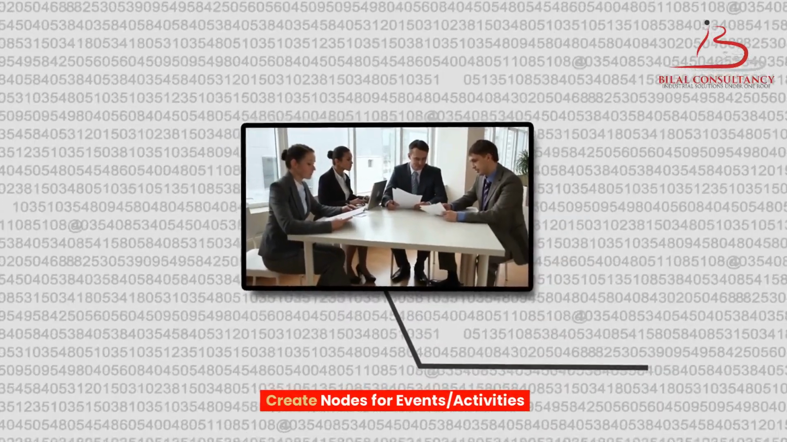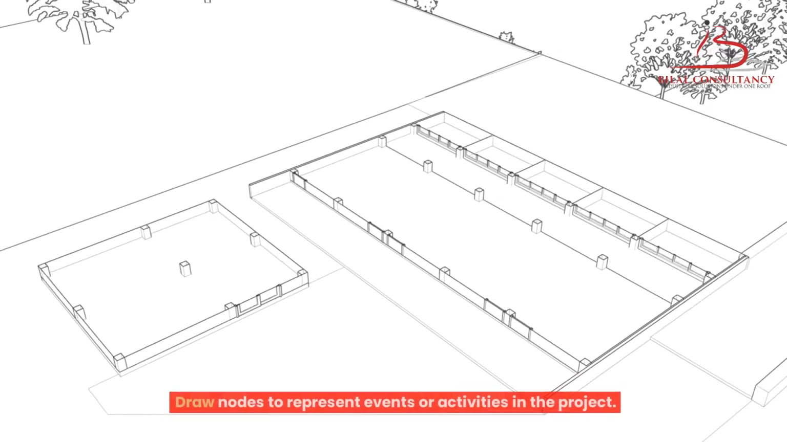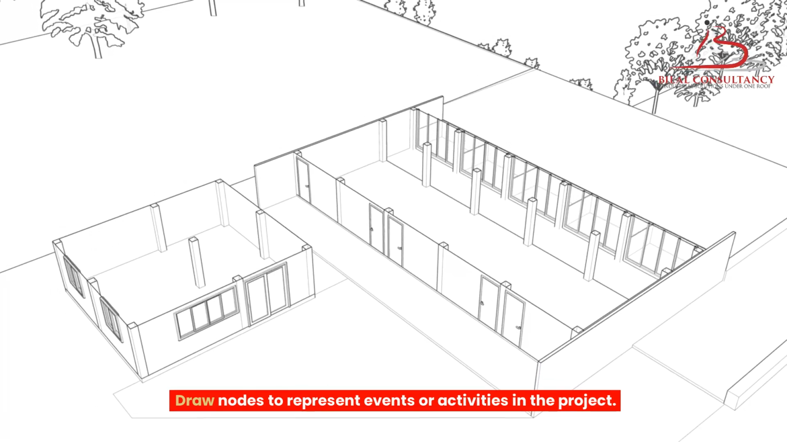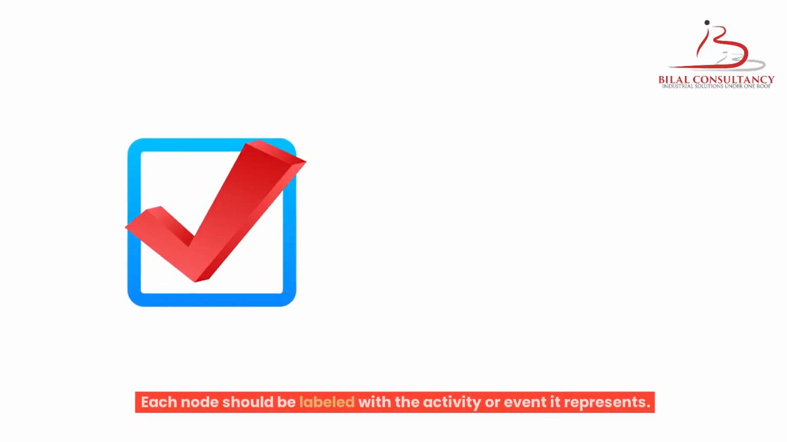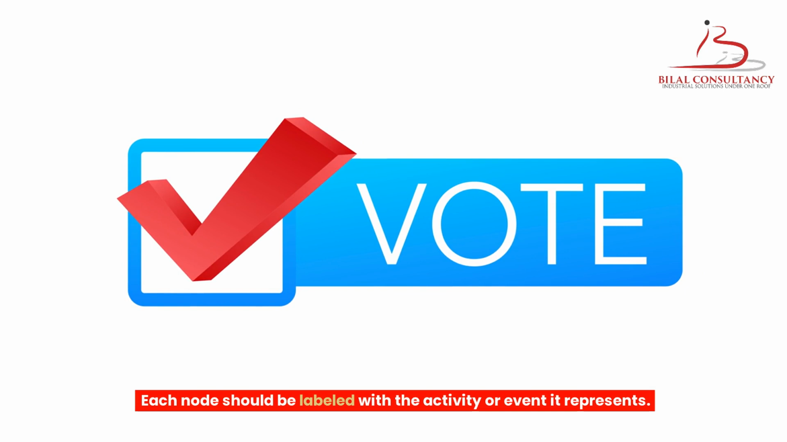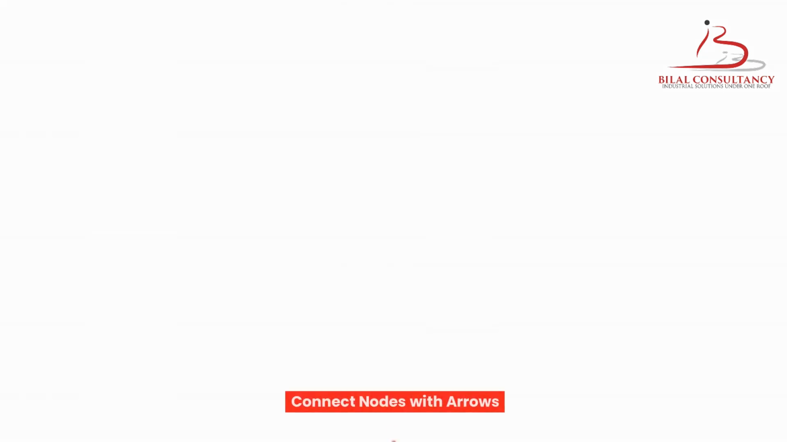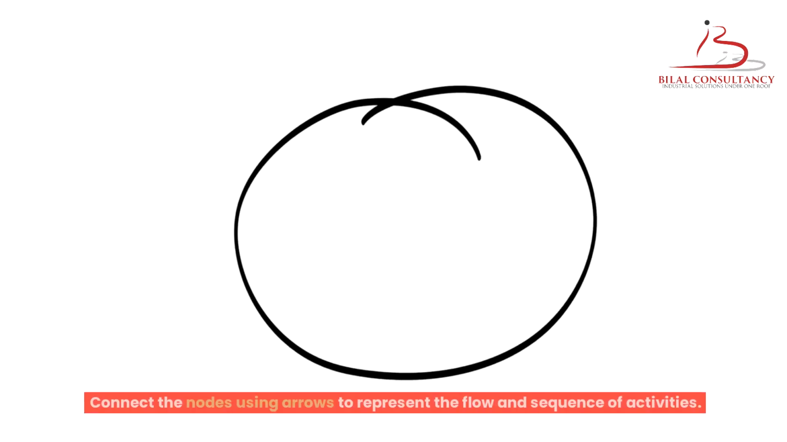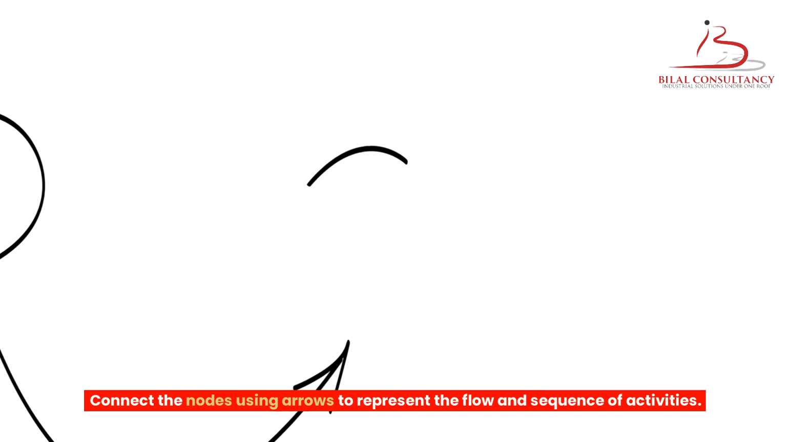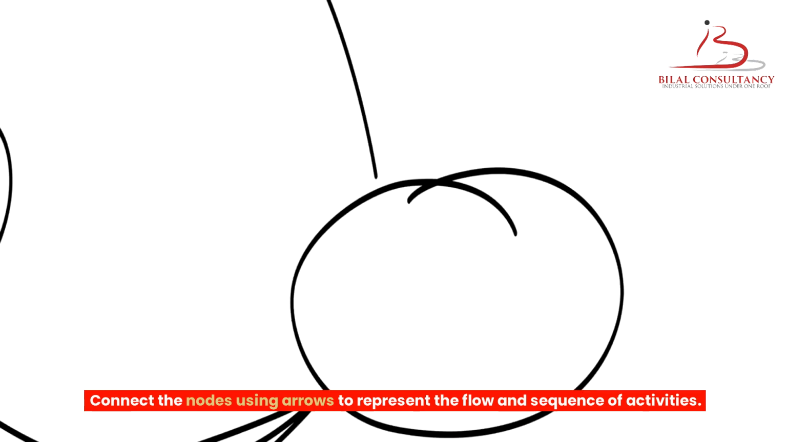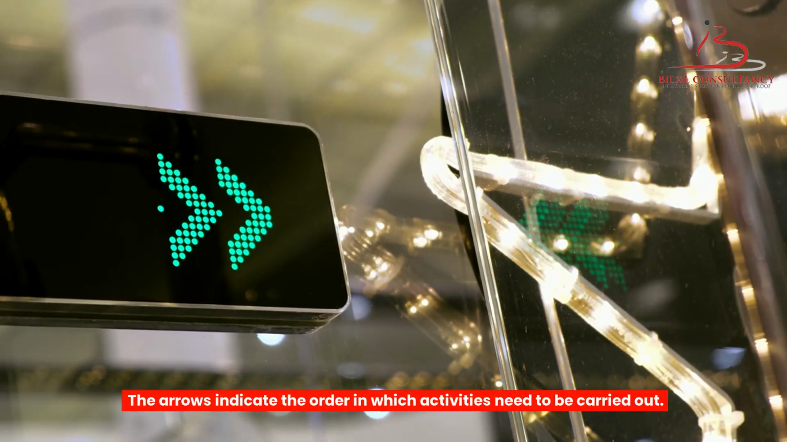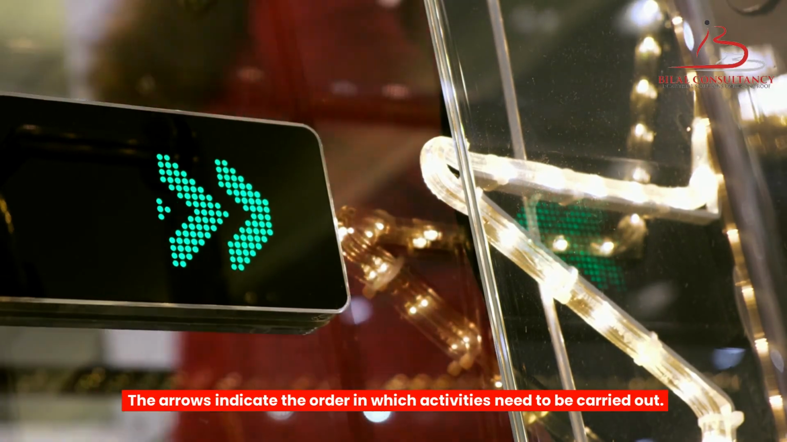Create nodes for events, activities. Draw nodes to represent events or activities in the project. Each node should be labeled with the activity or event it represents. Connect nodes with arrows. Connect the nodes using arrows to represent the flow and sequence of activities. The arrows indicate the order in which activities need to be carried out.